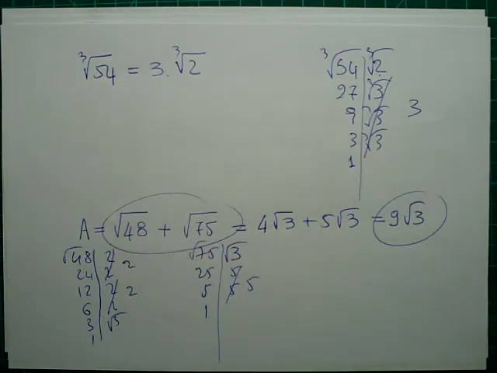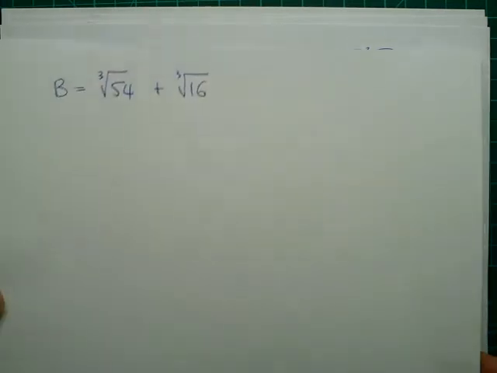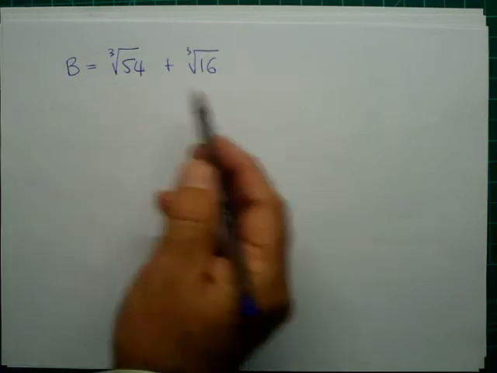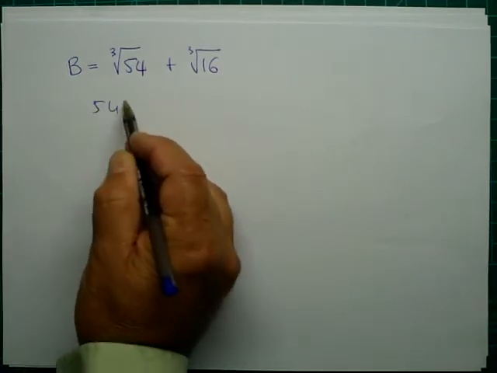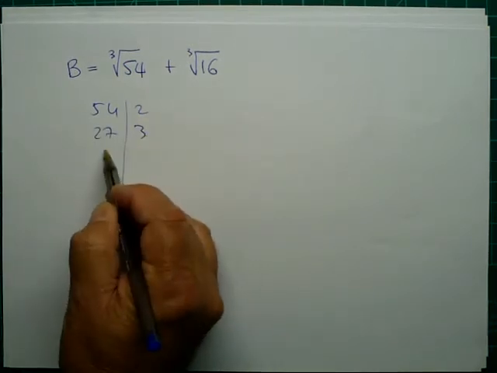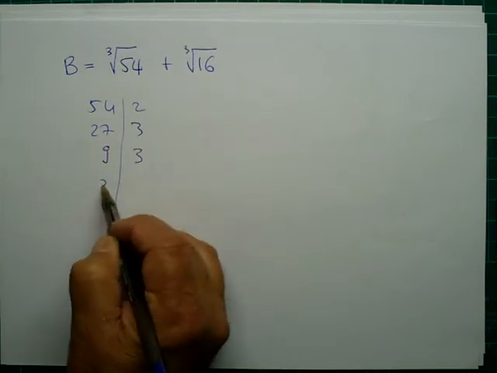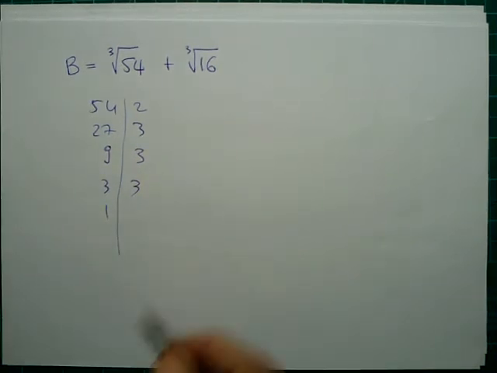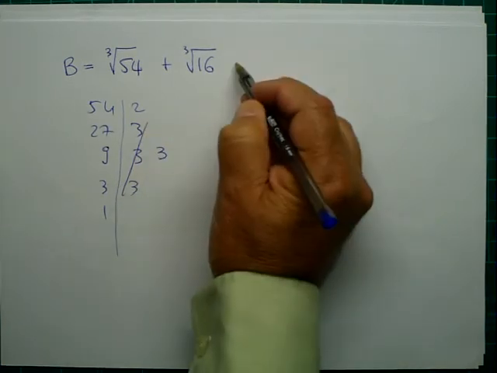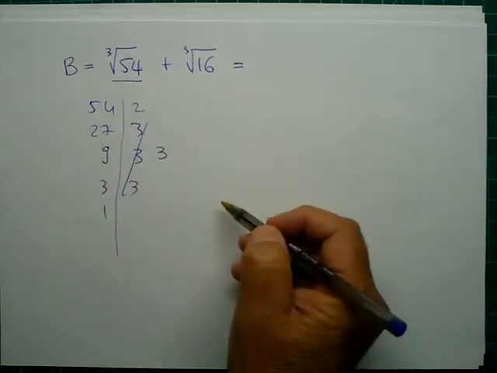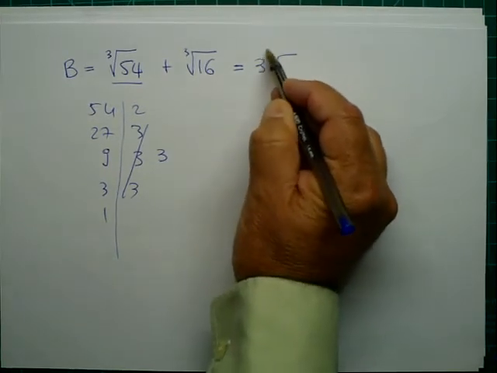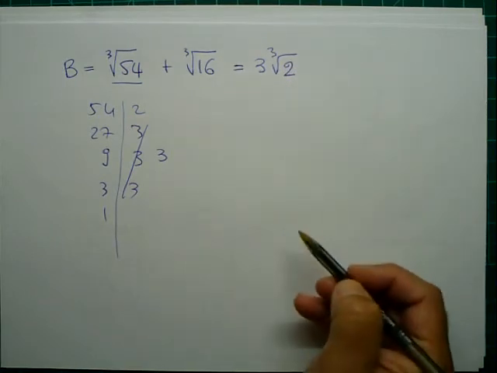Okay, let's get to another example which contains cubic roots. Okay, this is our expression. So we factorize 54. By 2 we get 27. By 3 we get 9. By 3 we get 3. By 3 we get 1. So this is 3. These 3 eliminate. So what we have from cubic root of 54 is 3 times the cubic root of number 2.